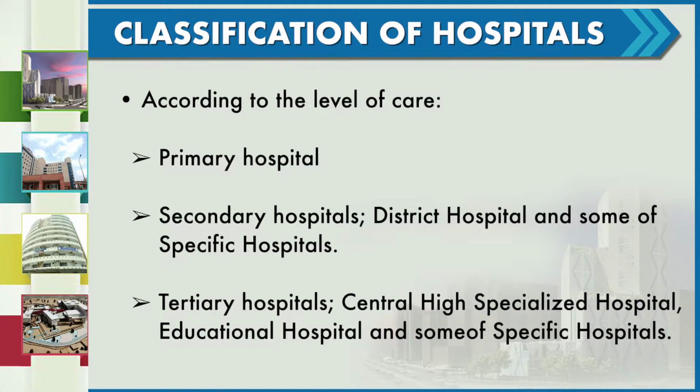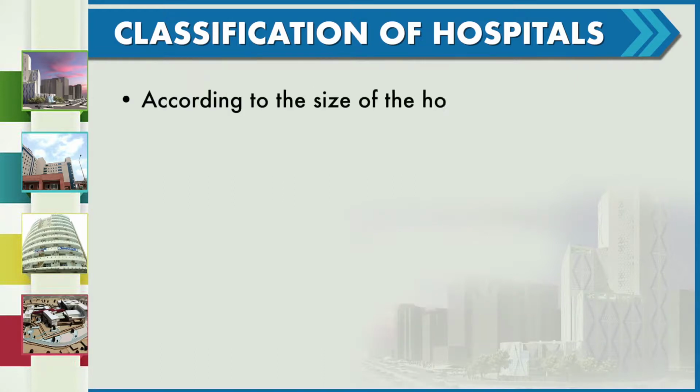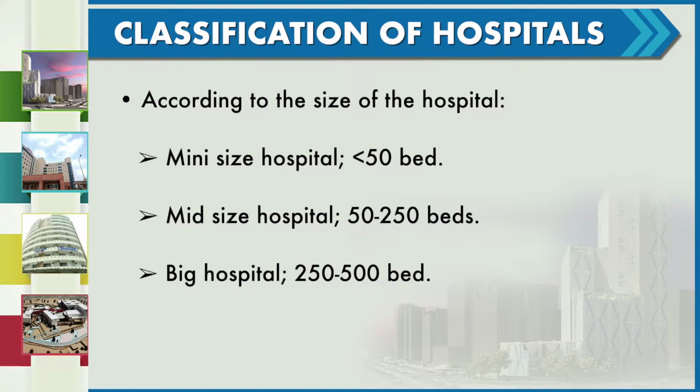So, we have a primary healthcare hospital, secondary healthcare hospital, tertiary healthcare hospital, and an apex level of hospital, which is like AIIMS. We could also classify hospitals according to their sizes. Say a mini hospital, which is less than 50 beds. We could have a mid-size hospital, which is 50 to 250 beds, a big hospital from 250 to 500 beds, and huge hospitals, which are primarily not manageable, more than 500 beds.